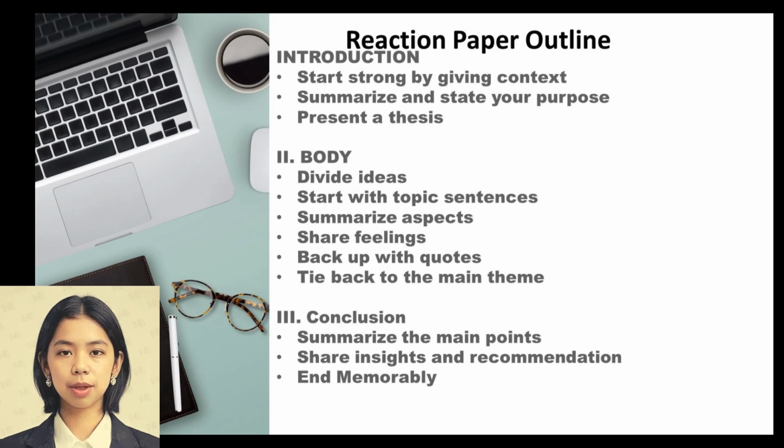Here are the steps in writing a reaction paper. 1. Introduction. Start strong by giving context. This means providing background information that helps the reader understand the topic or the piece you're reacting to. For example, if you're writing about a book, you might mention the author's other works or the historical context in which the book was written.